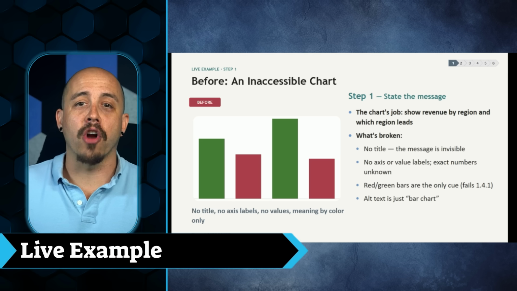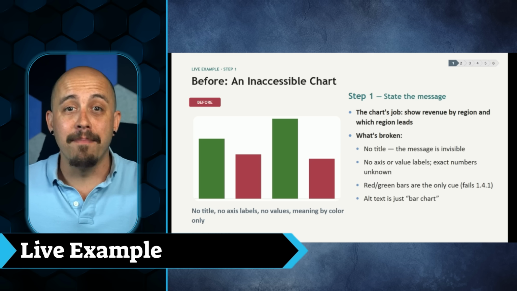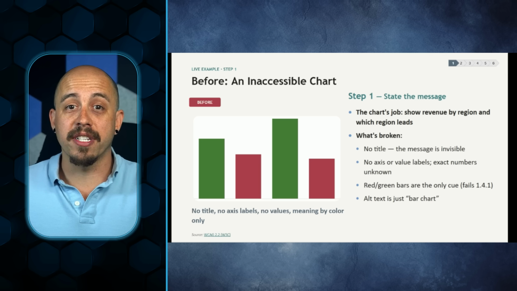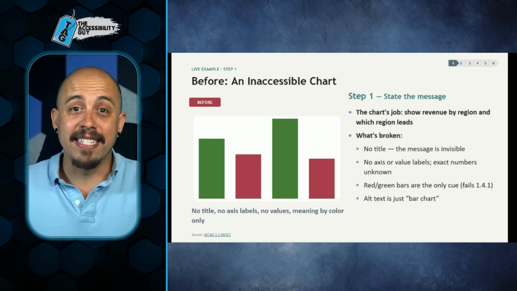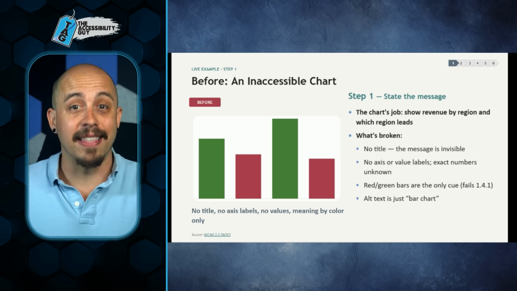All right, here's our starting point. We have an inaccessible bar chart of revenue by region. Step 1 of the workflow is to state the message. What does this chart actually do? It exists to show revenue by region and to make clear which region is leading.